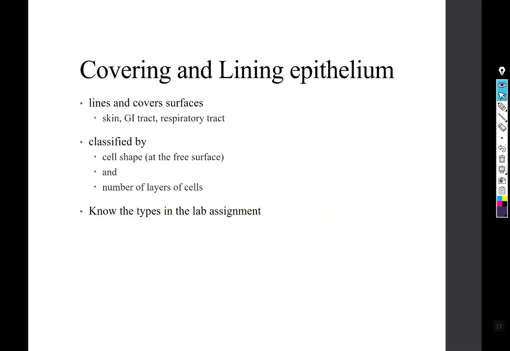All right, so covering and lining epithelium, this lines and covers surfaces. So your skin, an outer surface, your GI tract, an inner surface, and your respiratory tract, also an inner surface. This is a binomial nomenclature system, meaning that there are 2 names, and you need to give me both. So cell shape and number of layers.